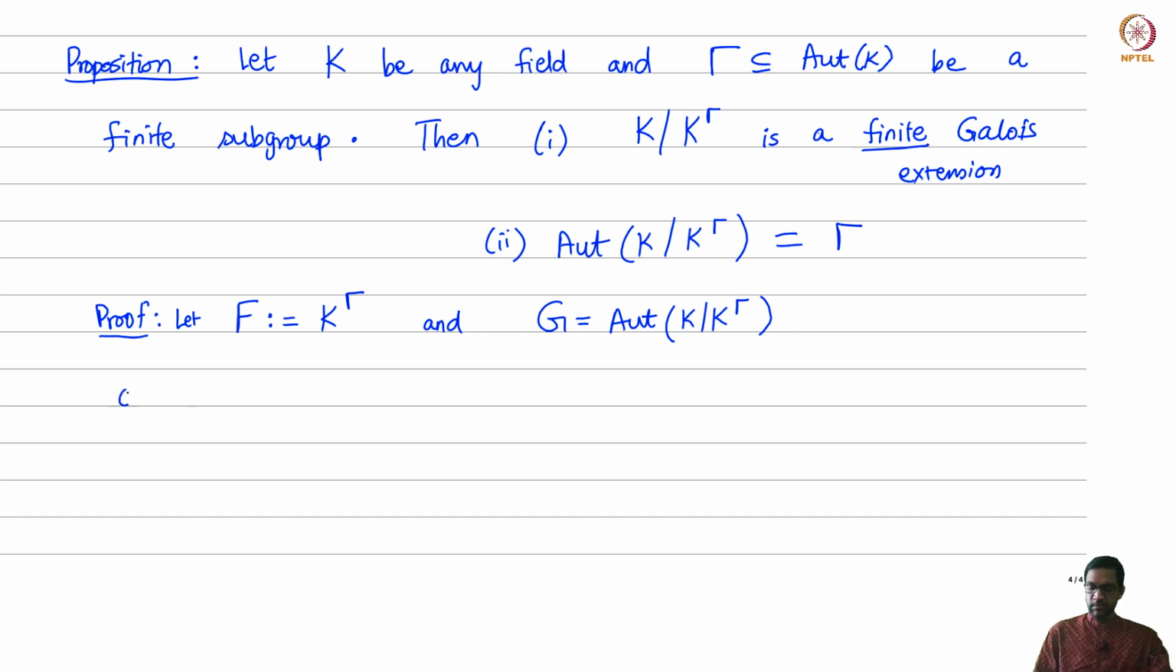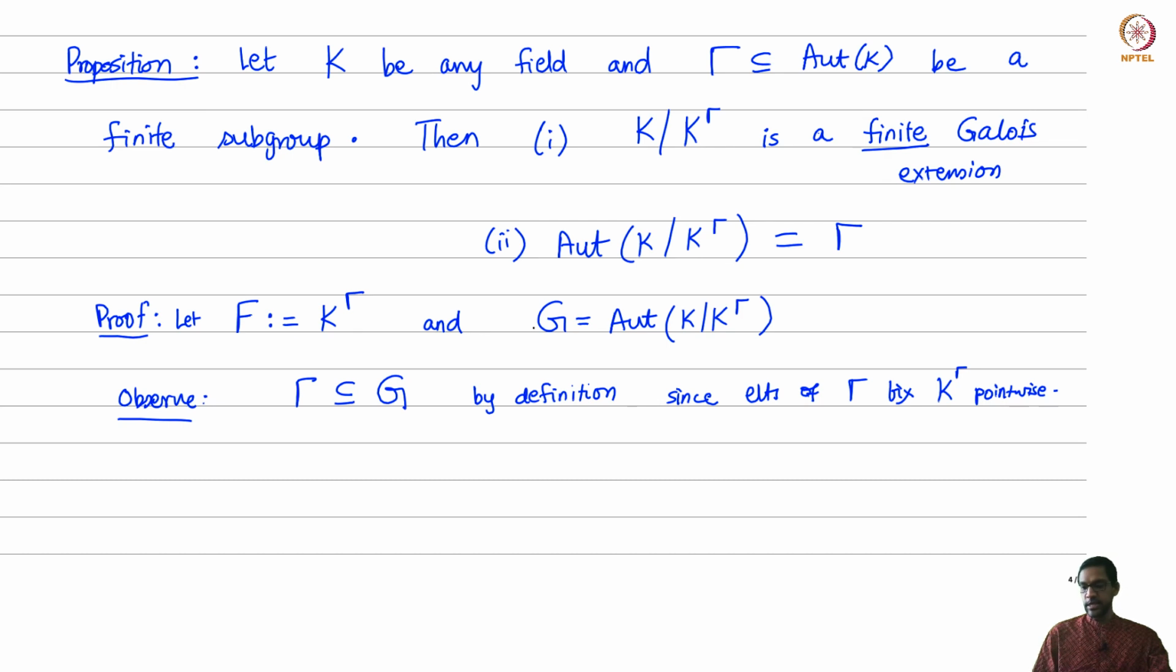So observe that with these definitions, what do we know? Firstly, F is K gamma. So observe G is definitely more than gamma, right? Gamma is actually a subgroup of G. Why? Well, by definition, if I take elements of gamma, they fix the elements of K gamma. Since elements of gamma certainly fix K gamma pointwise, that's how K gamma is defined.